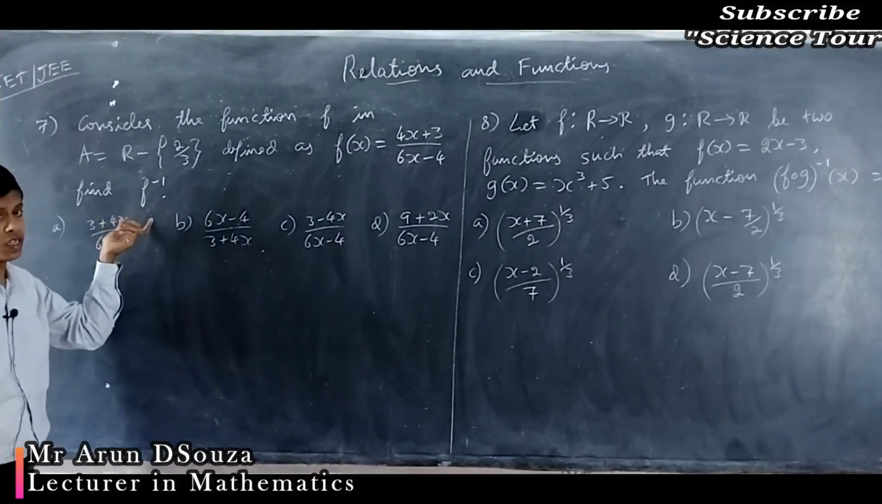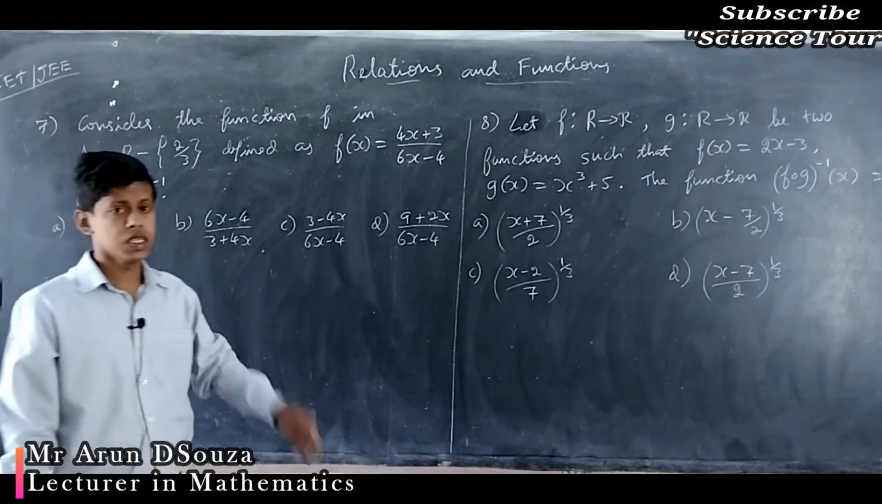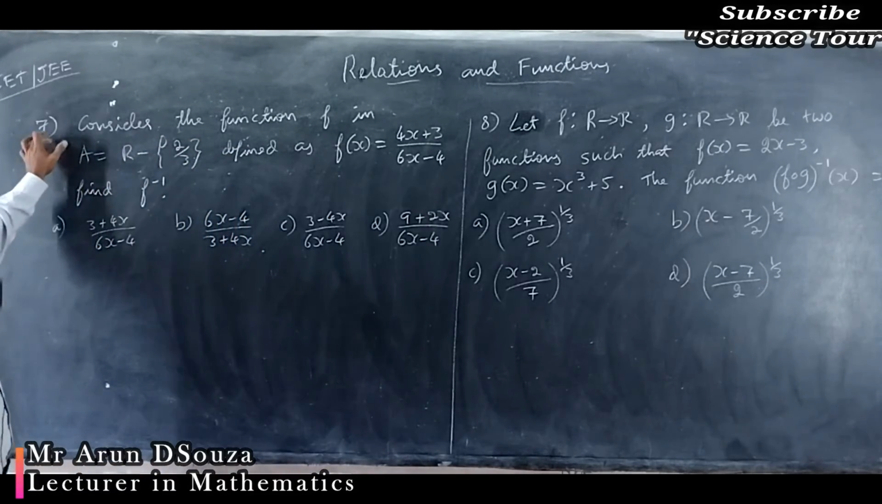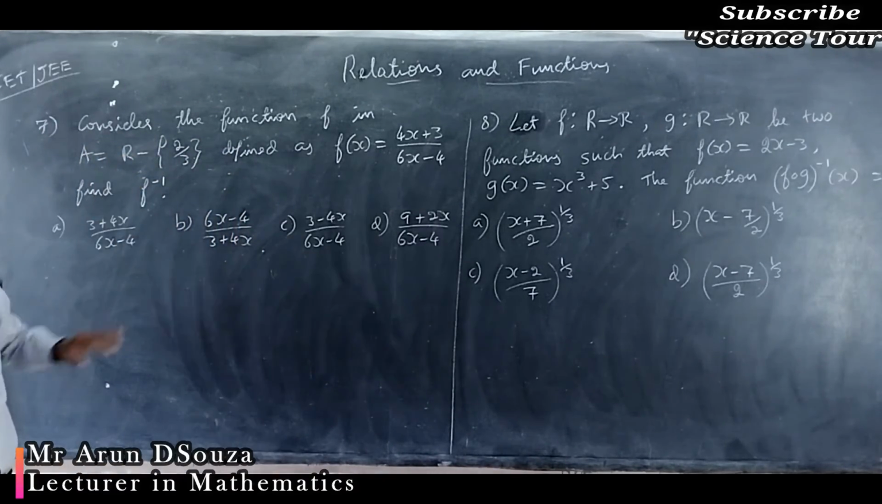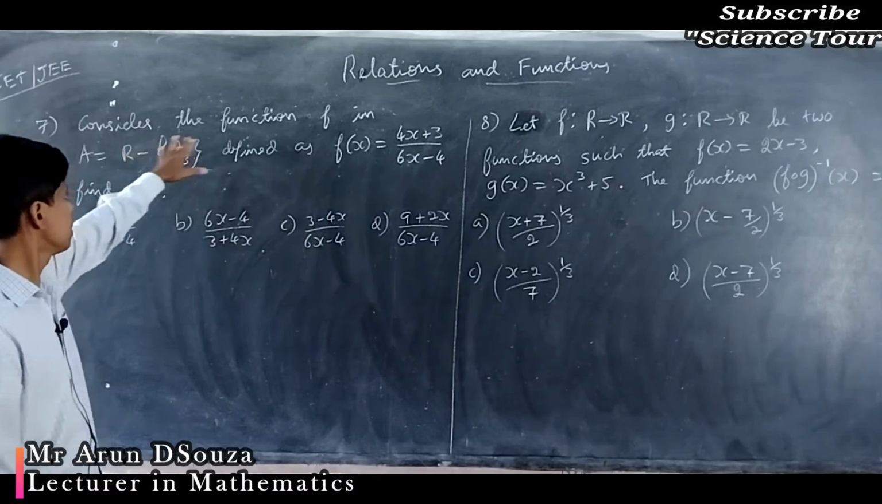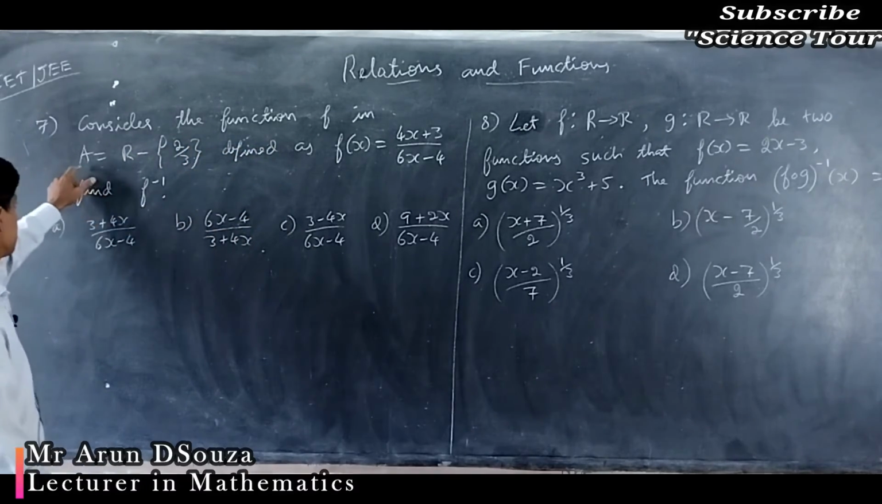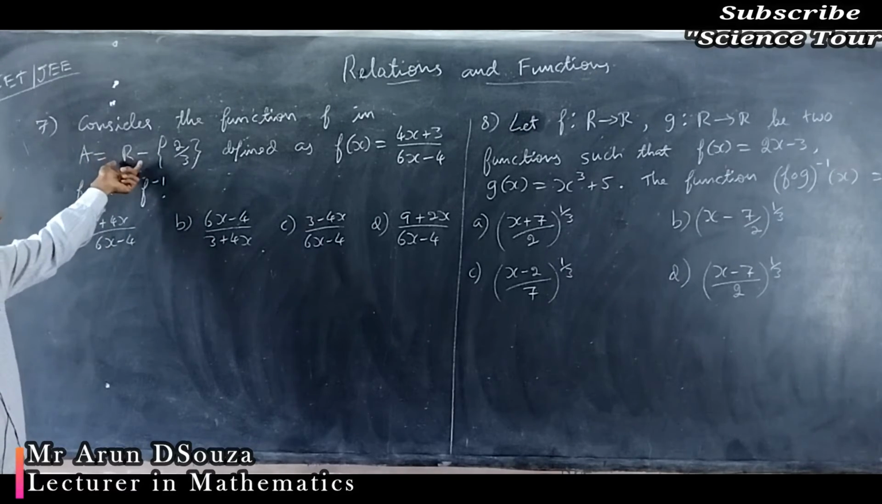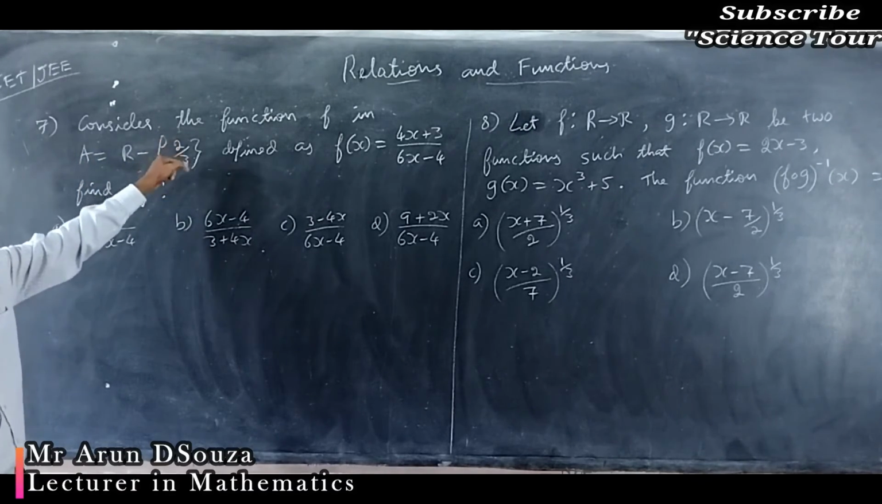And now we are solving the examples of composite and invertible functions. Now we are in question number 7. Let's look at it and solve it. Consider the function f in the set A. So what is the set A? All the real numbers except 2 by 3.